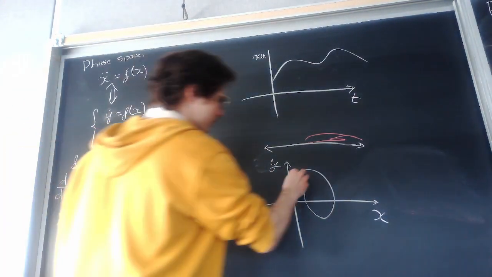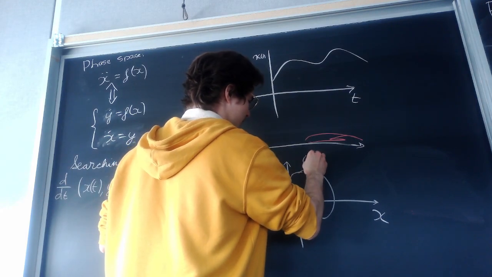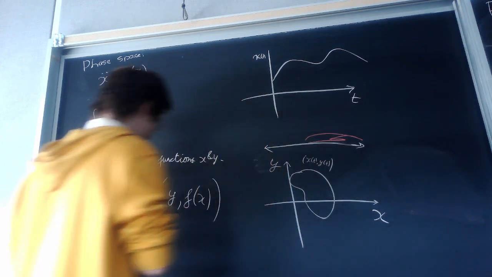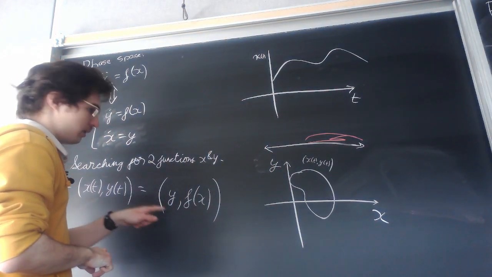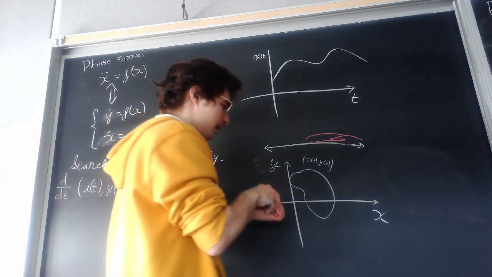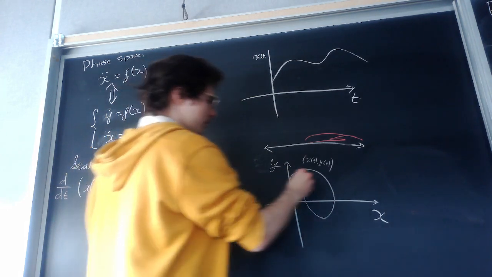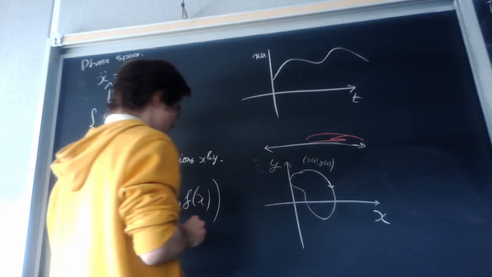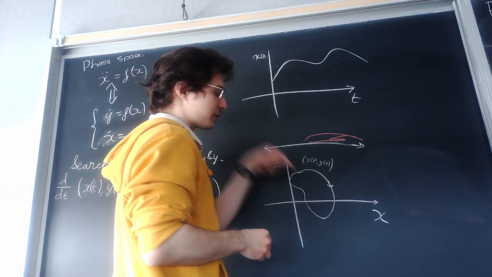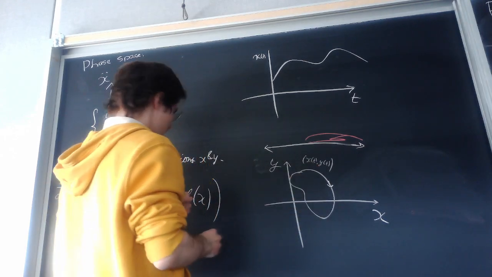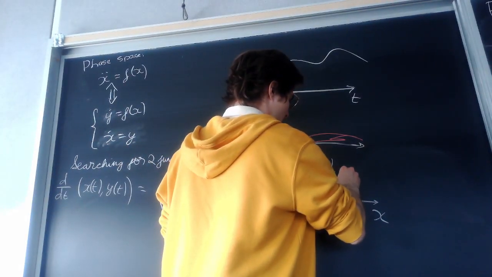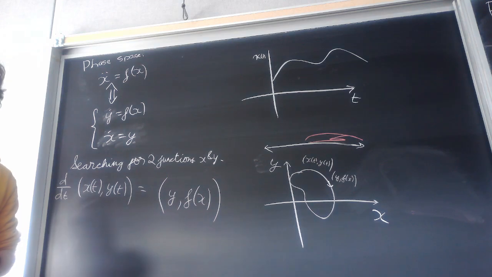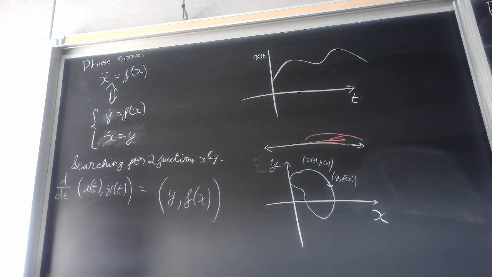This was my x of t, y of t. This is some trajectory in phase space. I know that at every point here, the vector tangent to my curve has to be y comma f of x. Do you agree? So now, what could I do?